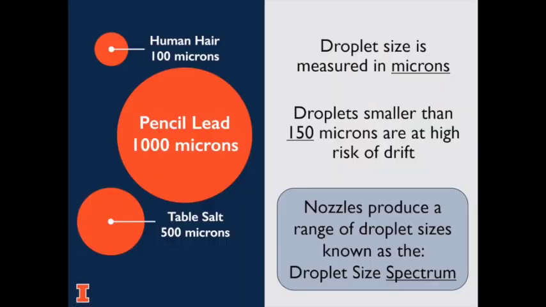Droplet size is the measure of a droplet's diameter in microns, or micrometers, wherein 1 micron is roughly 1/25,000th of an inch, and 100 microns is roughly the diameter of a human hair. Spray droplets are measured using laser diffraction or calibrated photography. It is generally accepted that droplets with a diameter of 150 microns or less are at higher risk of drift. Not that larger droplets don't drift, but that this is the threshold below which drift potential increases very quickly.